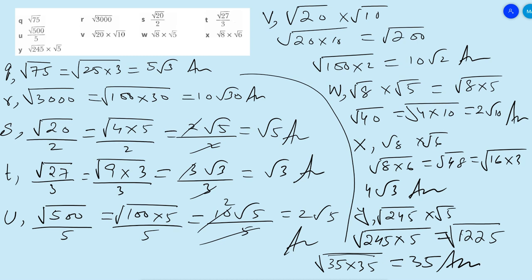This is question number 3. There are so many parts from part A to part Y. W, X, Y, Z. I don't know why they didn't put part Z. If they put part Z, then ABC would have been completed. Okay, come to question number 4.